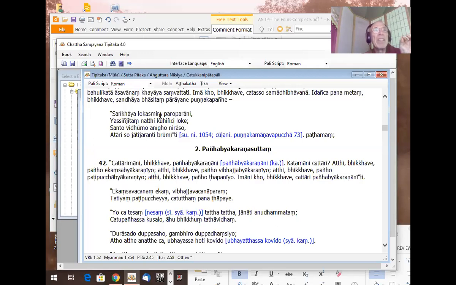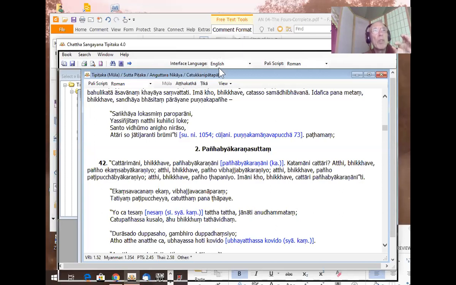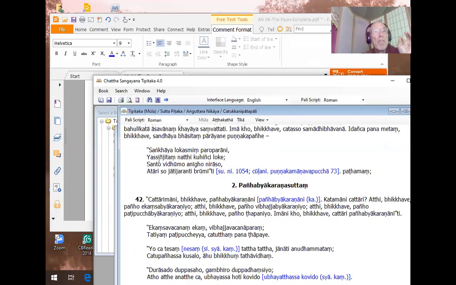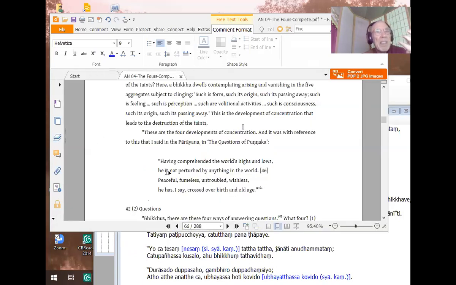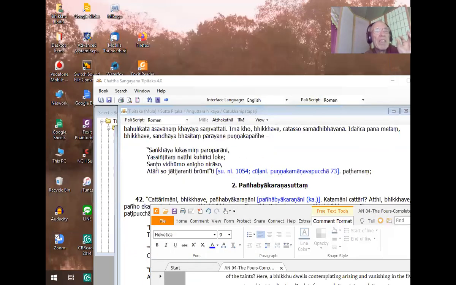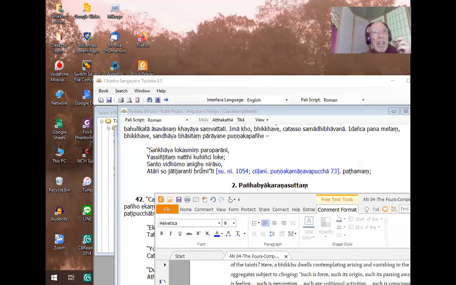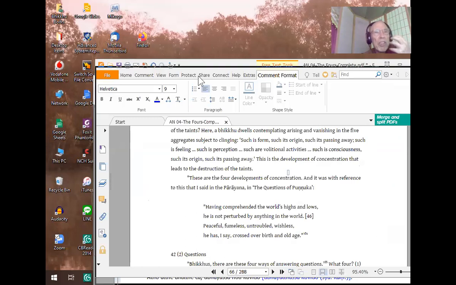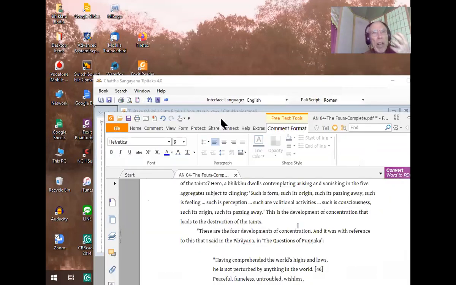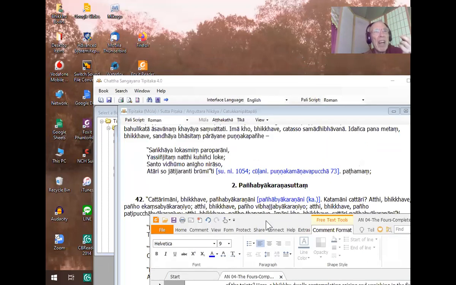So, having comprehended the highs and lows in the world, for whom there is no disturbance or agitation anywhere in the world. Santo is peaceful. Vidhumo is literally without smoke. Here it's translated fumeless, without fumes. Anigho, without any troubles or distress. Niraso, without craving, without wishes, without desires. I declare that this one has crossed over birth and old age, birth and decay.